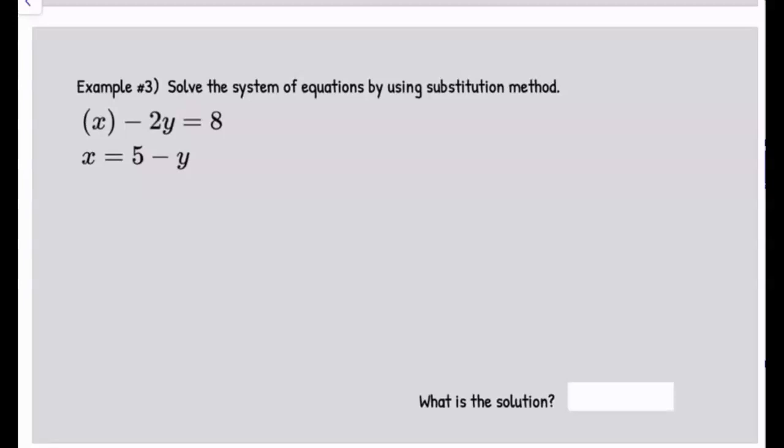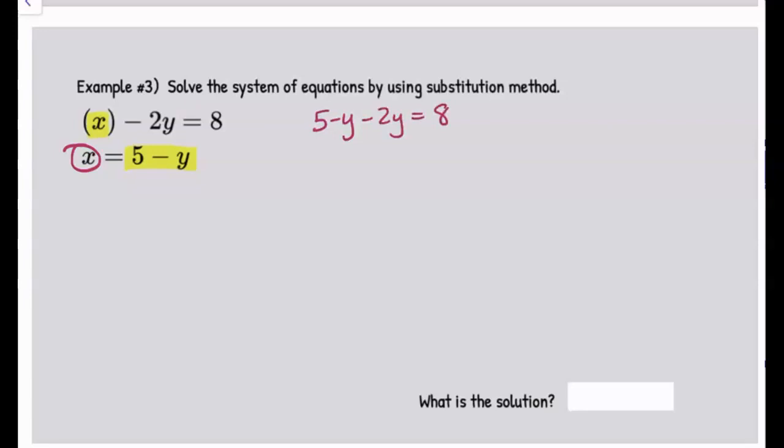And I put parentheses around the x. I don't know why. It was maybe just to make you see that there could be parentheses there. It doesn't change anything. The second equation has the x isolated. So therefore, I am going to substitute in 5 minus y for that x. So this first one will now be 5 minus y minus 2y equals 8.